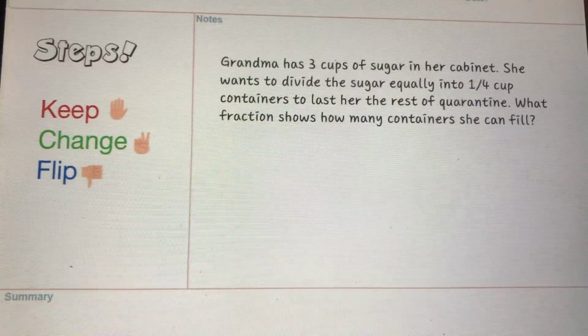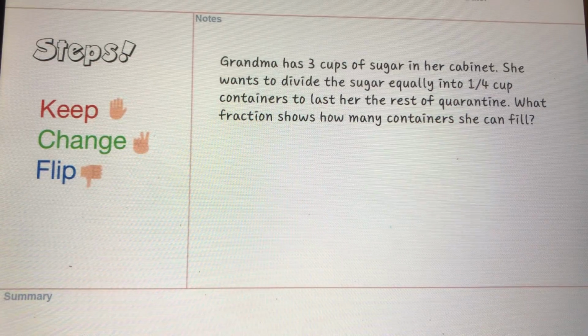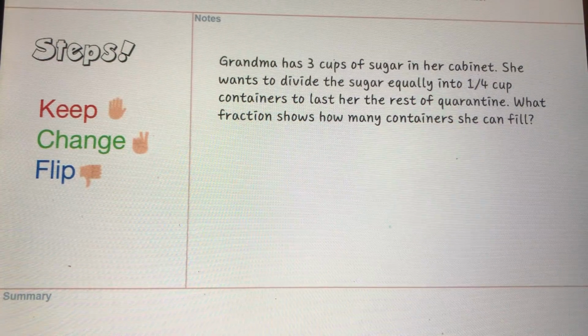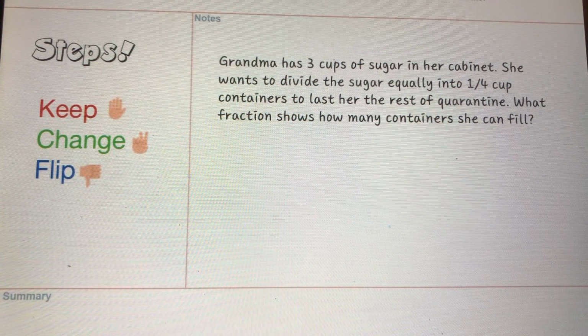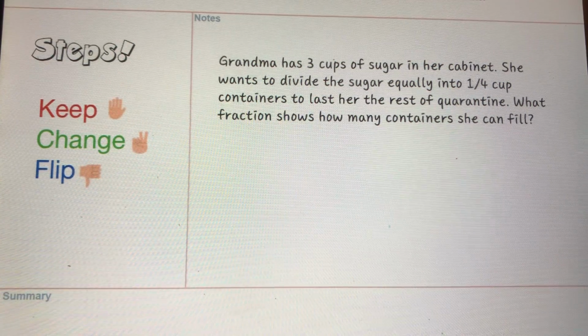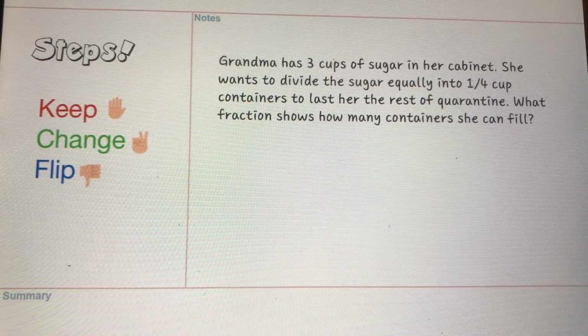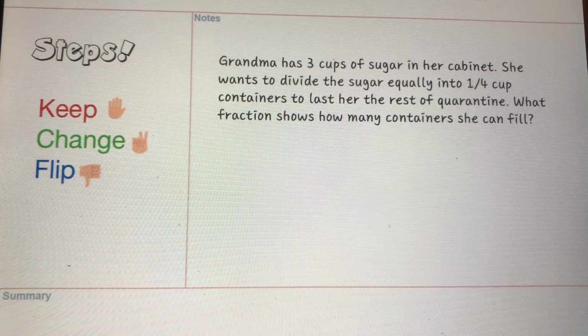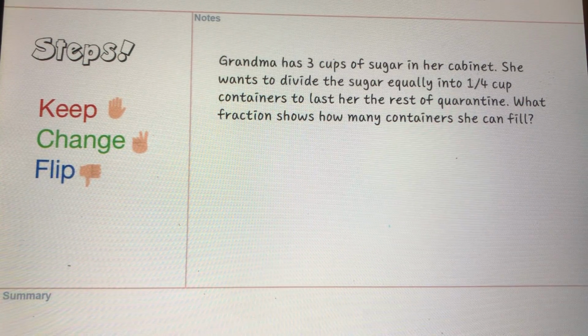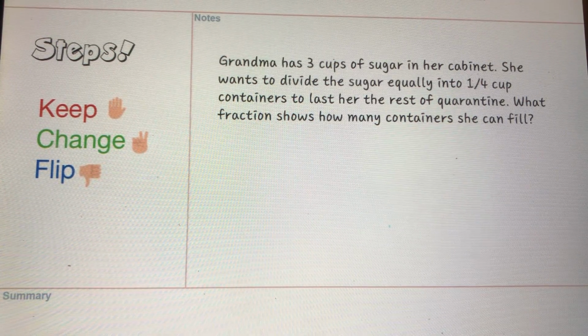Let's go ahead and focus on the first problem. It says, Grandma has 3 cups of sugar in her cabinet. She wants to divide the sugar equally into 1/4 cup containers to last her the rest of quarantine. What fraction shows how many containers she can fill?